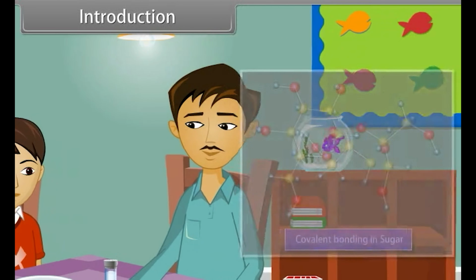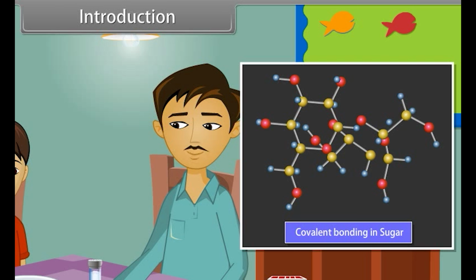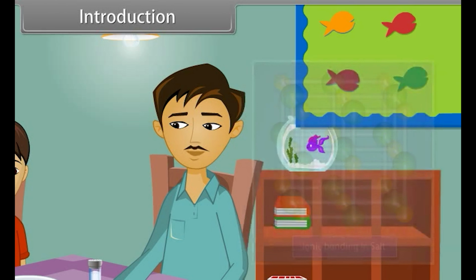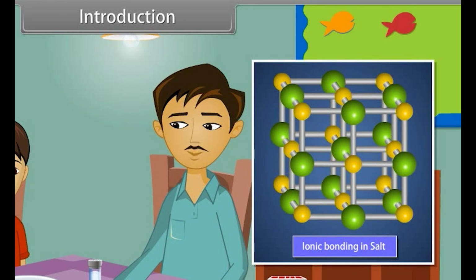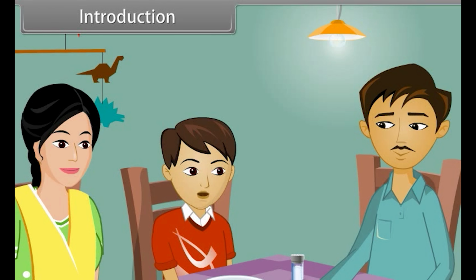I will tell you. Every structure depends upon the nature of chemical bonding between them. In sugar, there is covalent bonding in the molecules, whereas in salt, there is ionic bonding in the molecules. Okay, Father, I got the reason and I want to know some more about that. Students, today we will study more about chemical bonding and molecular structure.